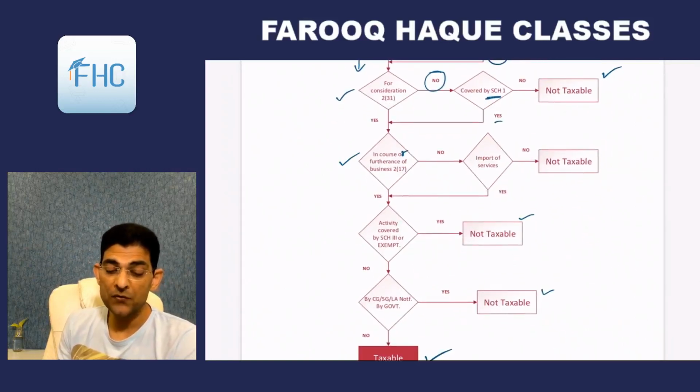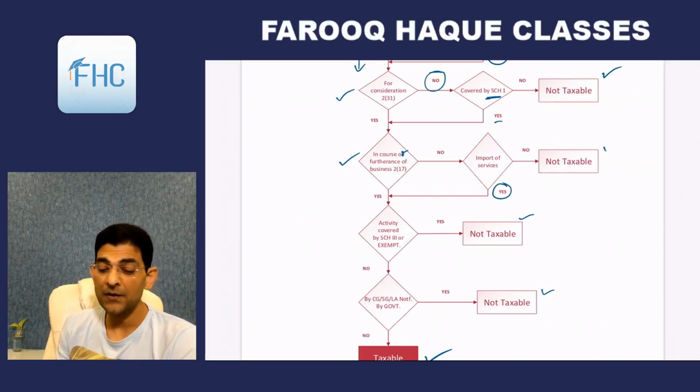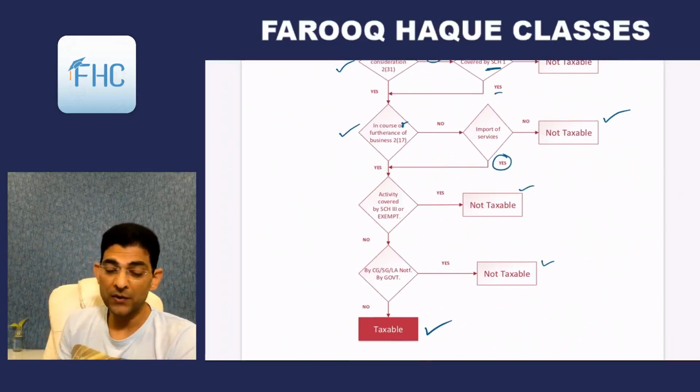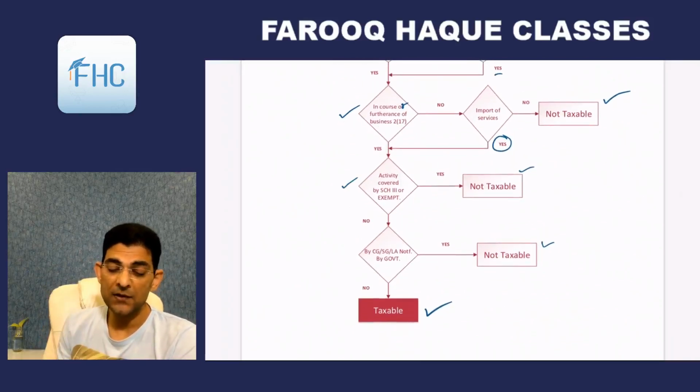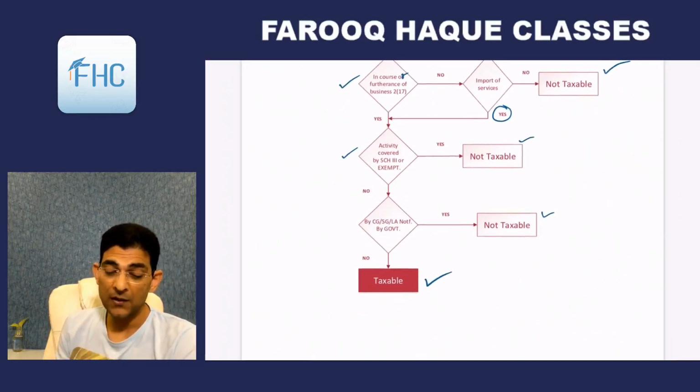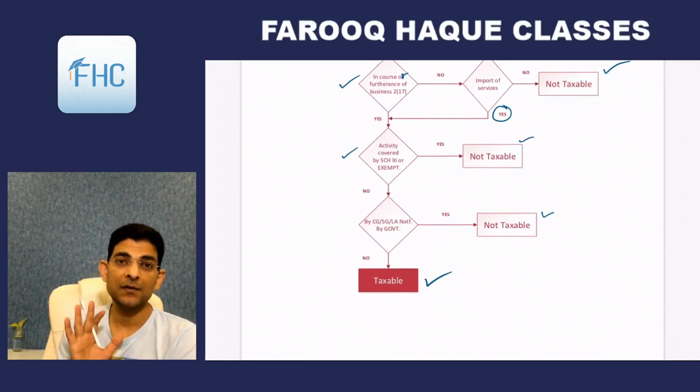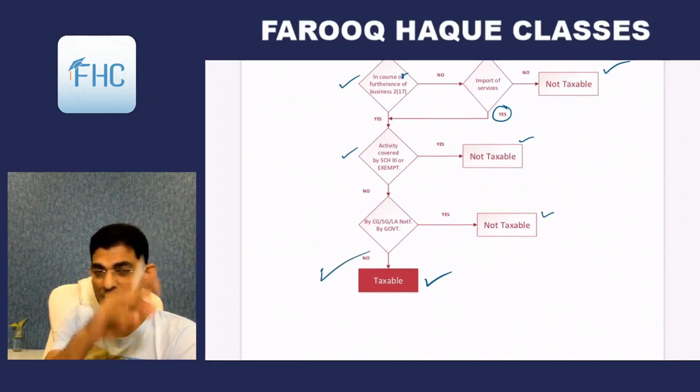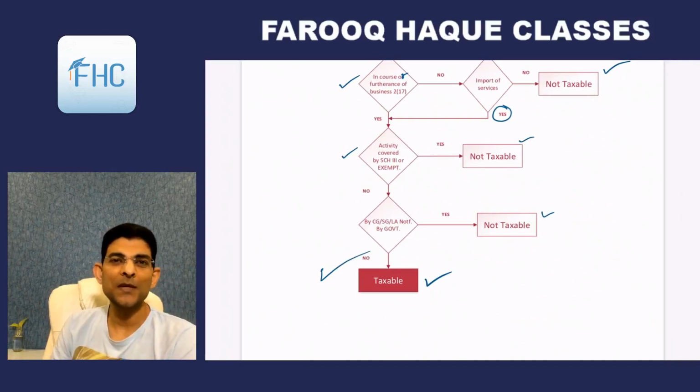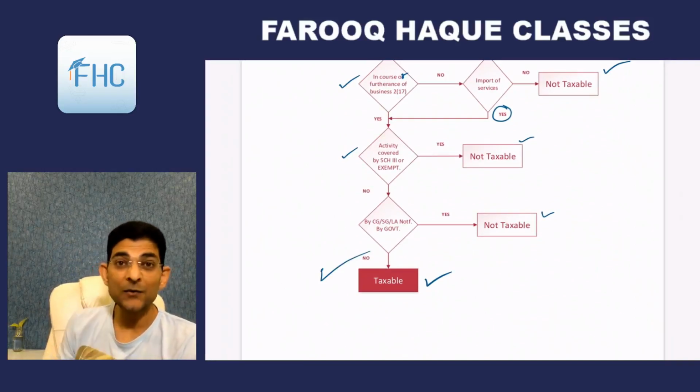Or is it in the course of furtherance of business? If the answer is no, then there is one exception, that is import of service. If that is the case, then go back and make it taxable, otherwise not taxable. Or if consideration and furtherance of business both are there or the exceptions are there, then these two questions: is it exempt or covered by Schedule 3? If yes, then not taxable. Or if it's a sovereign function of the government, then not taxable, otherwise taxable. Right? So go through all these permutations and combinations at least 3-4 times and you will remember a lot of things.